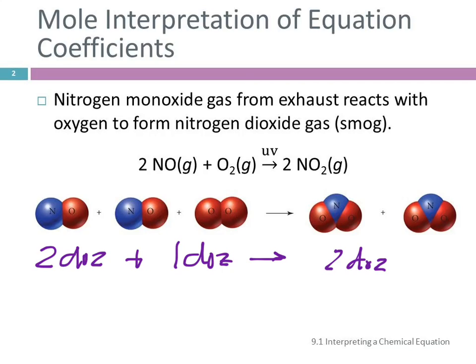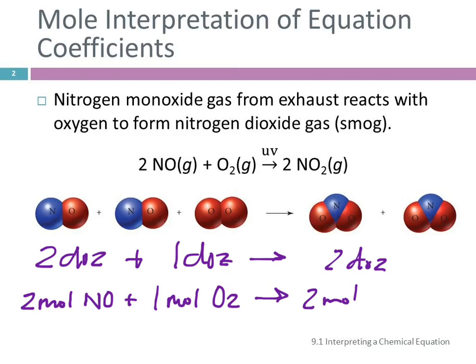Well, the dozen is a counting number. Chemists use a different counting number, counting unit, the mole. So we can also say that if we have 2 moles of NO plus 1 mole of O2, we're going to get 2 moles of NO2.